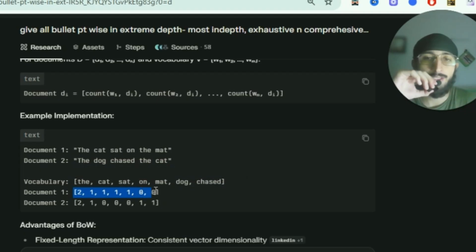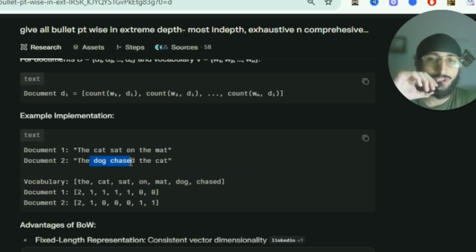And for document 1, we will basically get the frequency of all the words from document 1. So we have the being used twice, so we add the frequency as 2. Then cat is seen once in document 1, so 1. Then sat also 1. Then on, based on the index as well, is 1. Then mat is used, so 1. Dog and chased are not used in document 1.